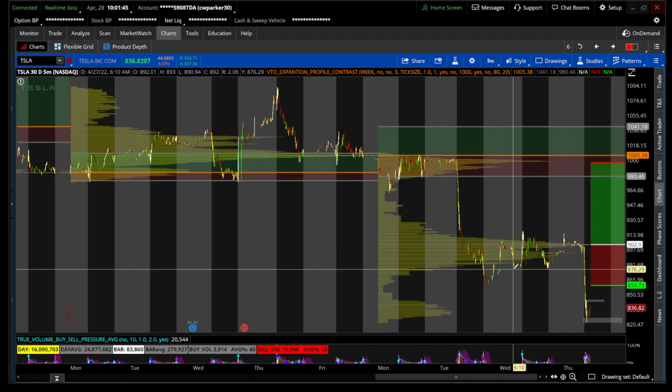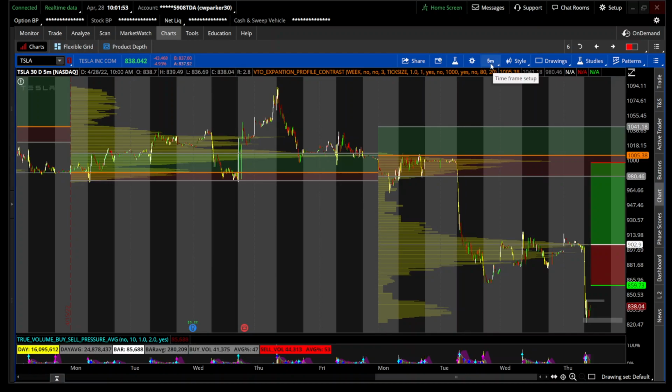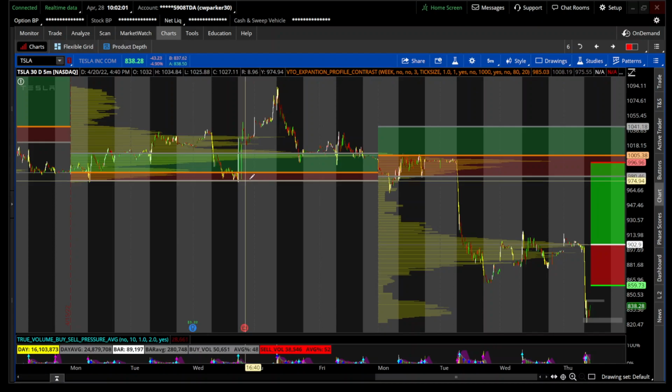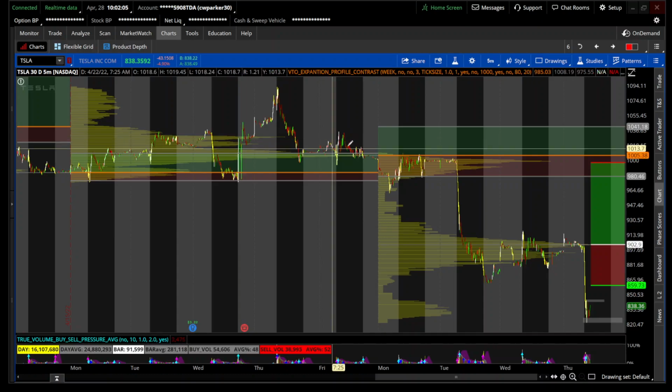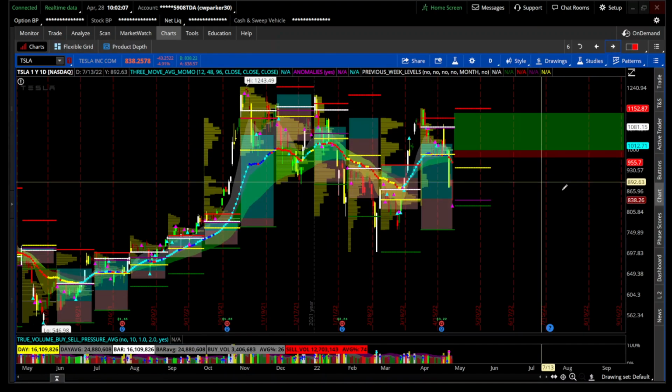And like I said, I like to look at it on a weekly basis, especially at the end of the week. I put it on the 5 minute and put it on 30 days. You can see how this really held up until it finally cracked this 875 area. And let's go to the daily version.